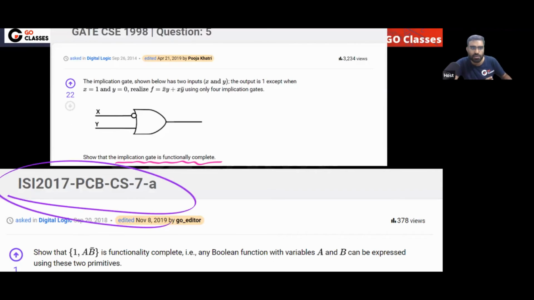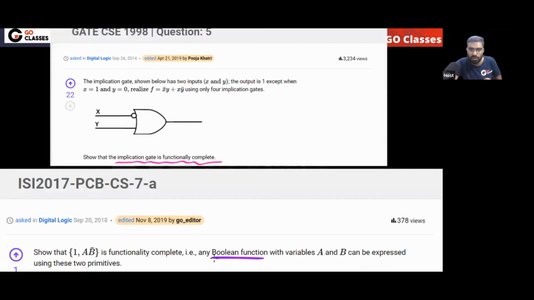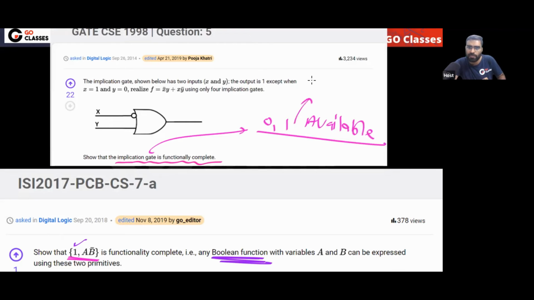But in this ISI question, functions are given to you. That is the reason they have explicitly given this one. But when you have digital circuits, then 0, 1 are by default available. Is this clear? Please tell me. Now let's see the next.